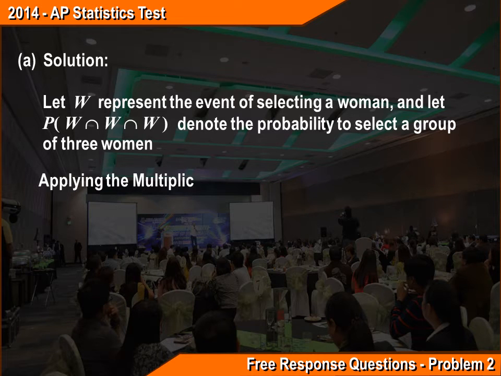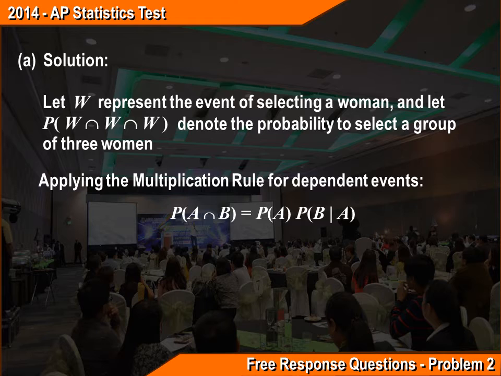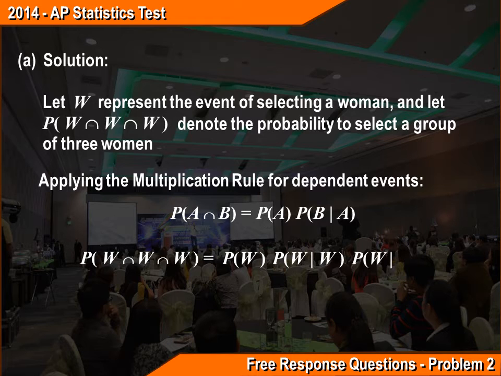Applying the general multiplication rule for dependent events, we are going to compute the probability that 3 women be selected from a group of 6 men and 3 women. To compute this probability, we have to multiply the probability to select a woman the first time times the probability to select a second woman given that the first person selected was a woman, times the probability to select the last woman given that the first 2 selected persons were women.